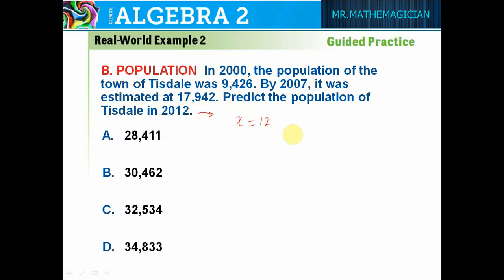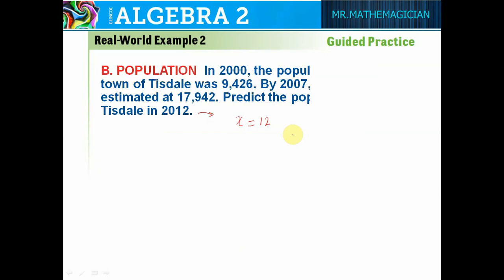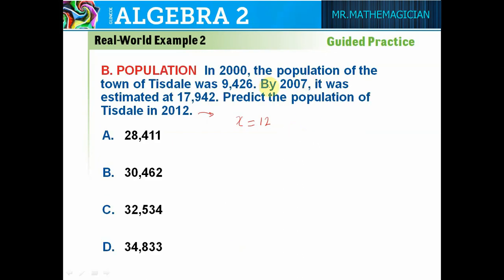The previous equation was y equals 9,426 times 1.0963. If you substitute x as 12, you will find this number.